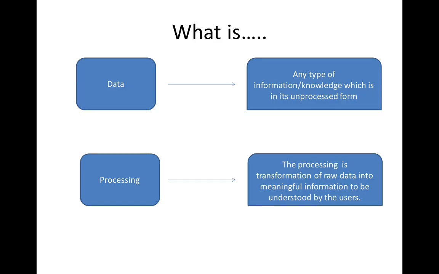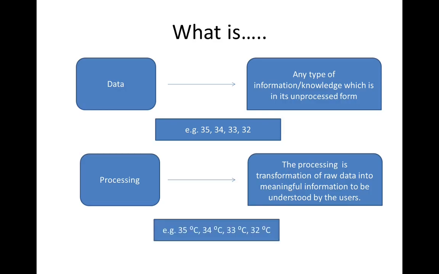Now I will try to explain these two terms through an example. A series of numbers like 35, 34, 33, 32 is data because we do not know what these numbers mean or what to do with them. But if we know that these numbers are the temperatures for the past 5 days, we understand that the weather is becoming cooler. The data has now become information.